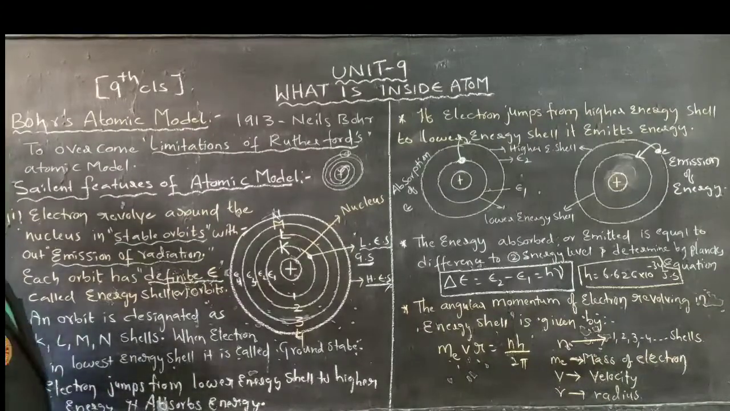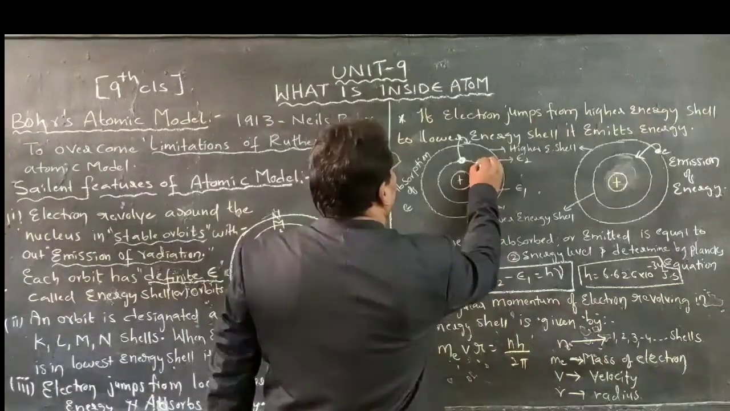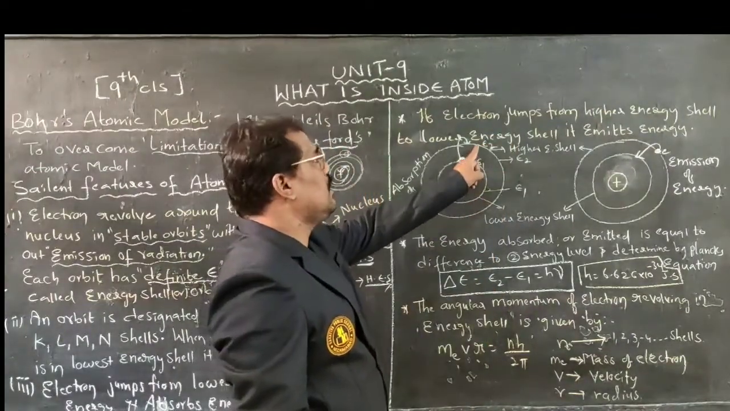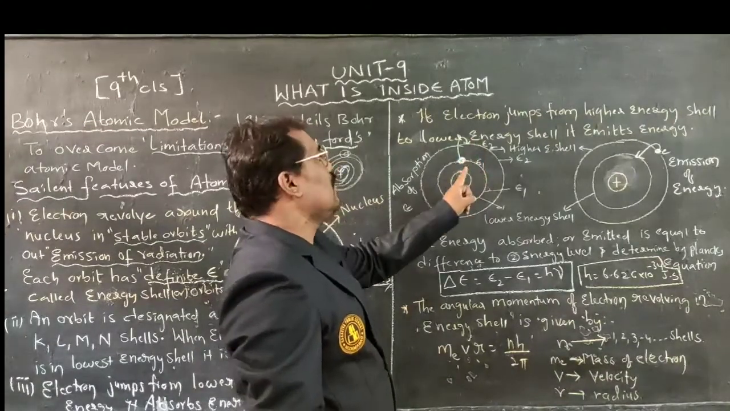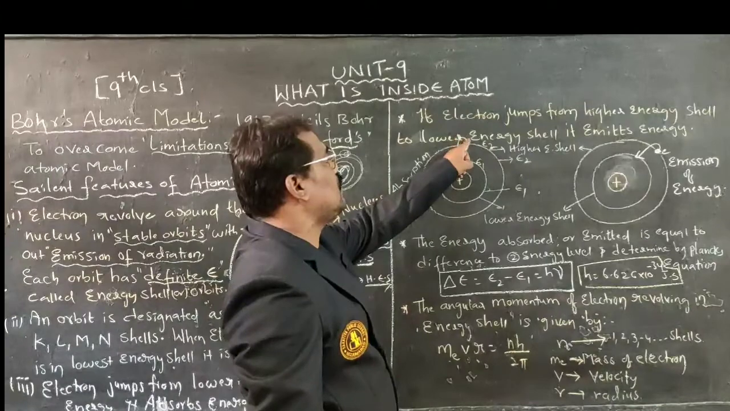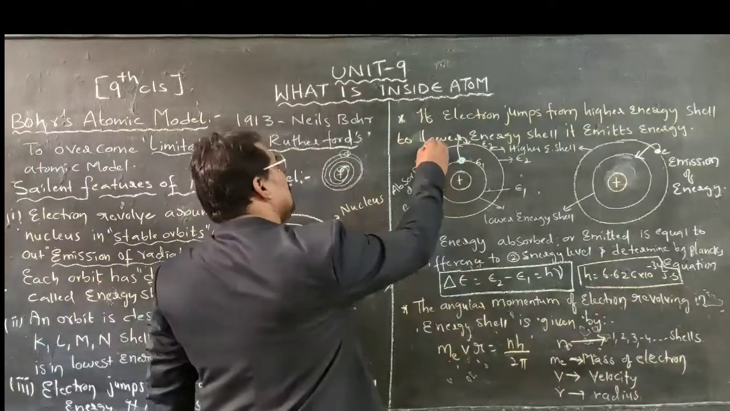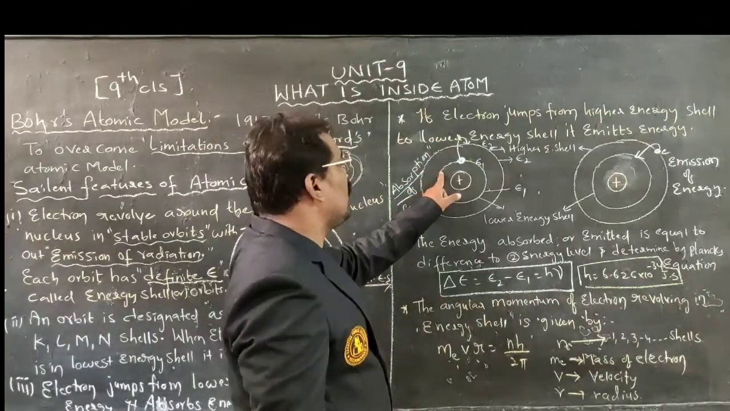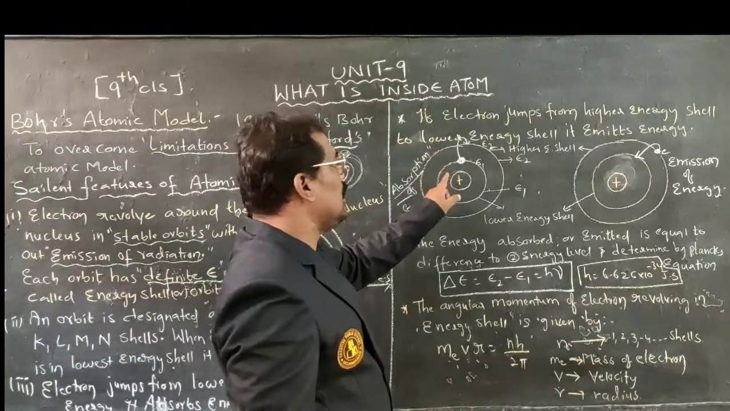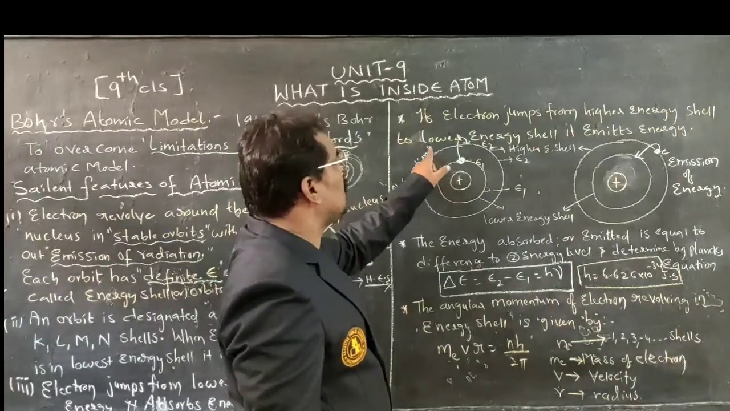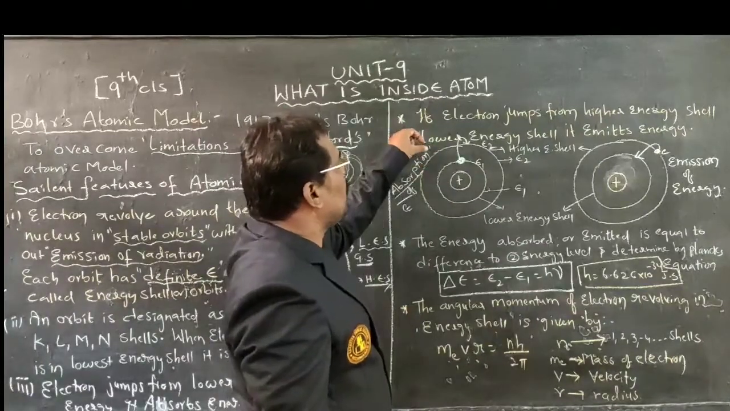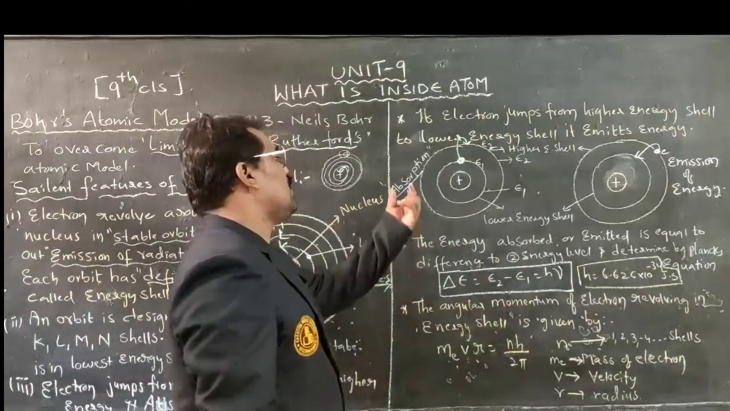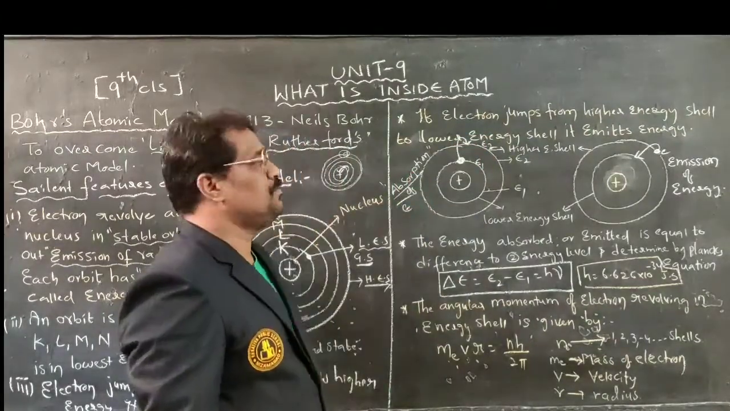Next one, coming to the third point. When an electron jumps from the E1 shell to the E2 shell, E1 is called the ground state shell and E2 is called the excited state shell. When the electron jumps from the ground state shell to the excited state shell, there is absorption of energy. Why? Because it is having the lowest energy shell, and it is going to the highest energy shell. If an electron has to move from lower energy to higher energy, it has to absorb a little quantity of energy so that it can be accommodated in a higher energy shell. So absorption of energy takes place.